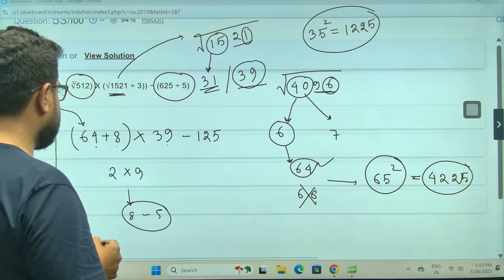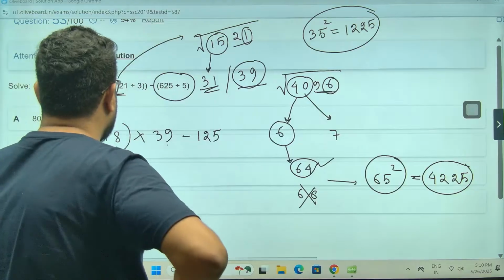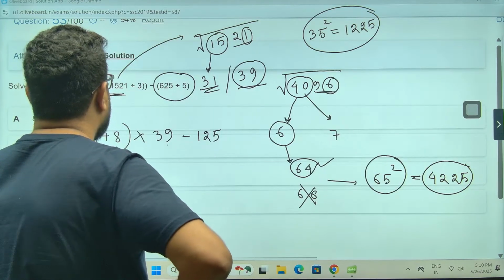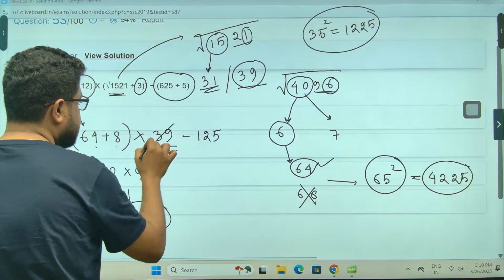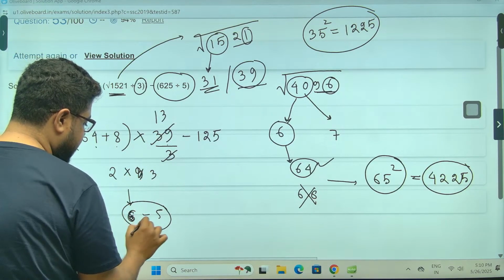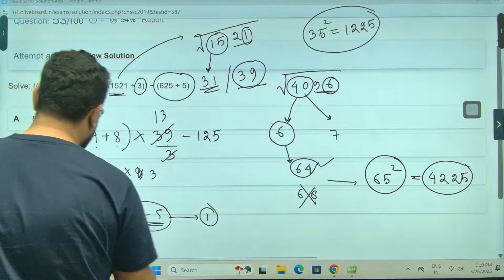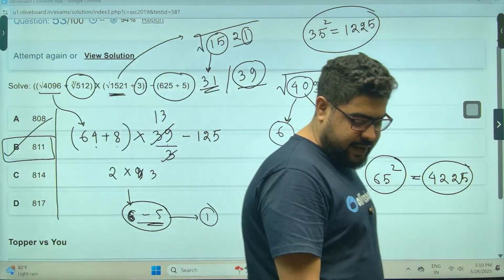72 into 9, sir, 8. क्या हुआ, sir? Something is not right. अरे अरे अरे, by 3 करना ही भूल गया देखो. Sorry. So this will not be 9. This is 3. So 6 minus 5. It will end in 1, sir. 811 is the answer. 811. Yes.